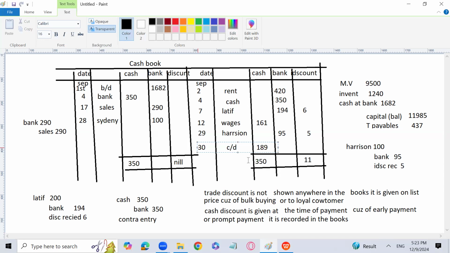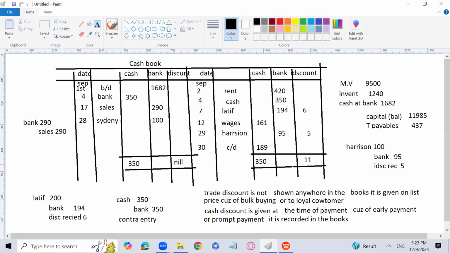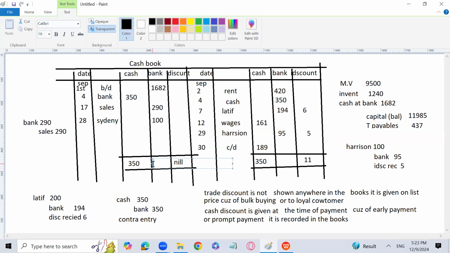189 is going to be the carried down. Now I will go for the total of the bank. Again, the debit side is heavier. Please get the total: 1682 plus 290 plus 100.